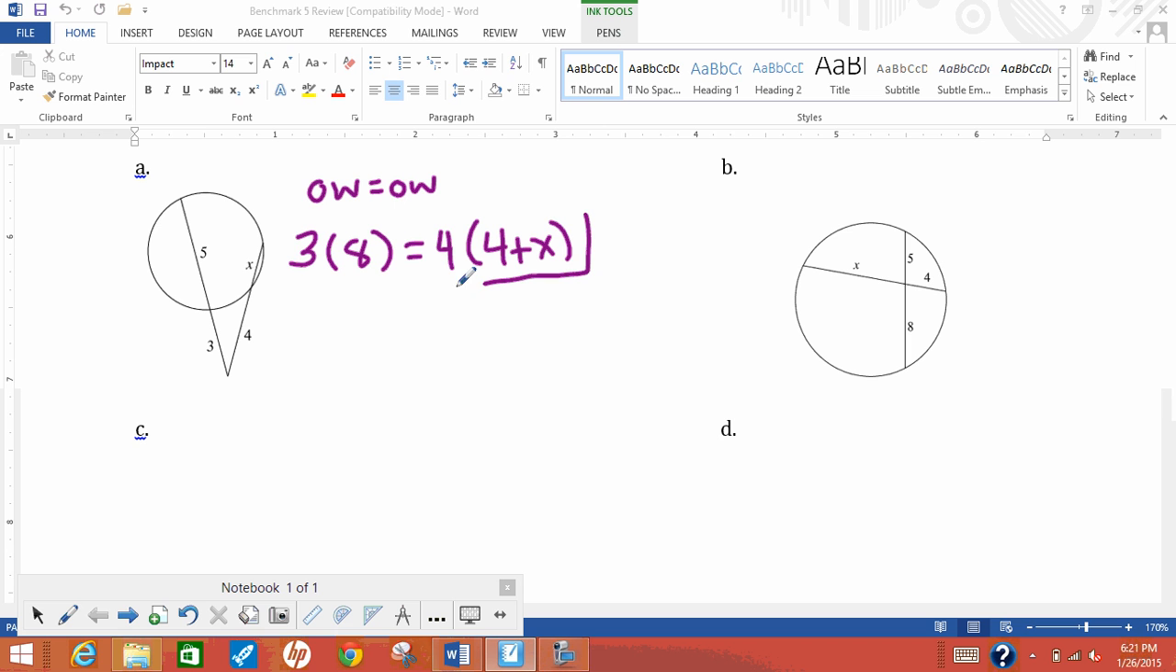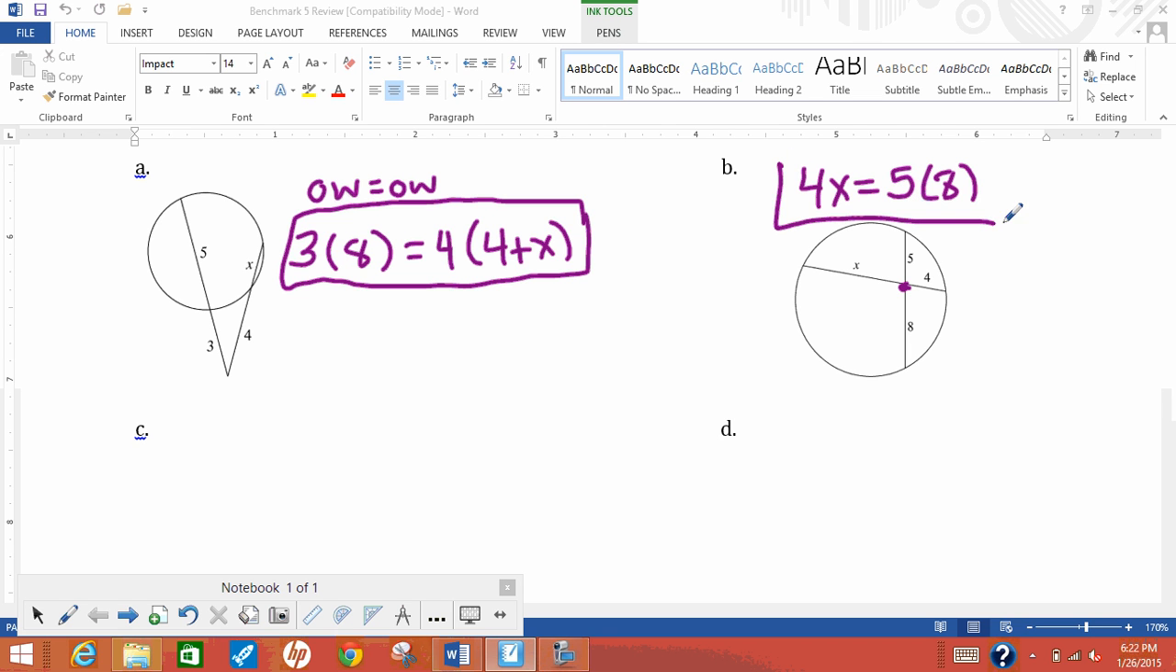So this is what your answer should look like. I didn't need you to solve it. I just want you to be able to set it up. Same thing over here. We don't have whole times outside now. These two chords intersect inside the circle. So we have a little piece times a little piece, 4 times x, equals 5 times 8. And that's all you need to write. If you did 4 times x equals 40, that would be acceptable as well. So no need to solve for these.